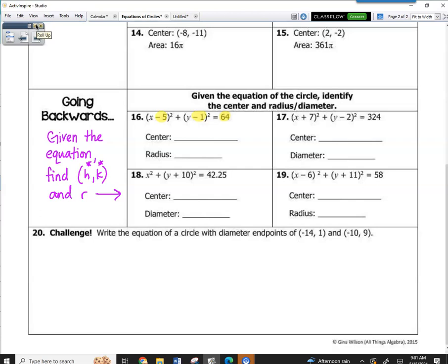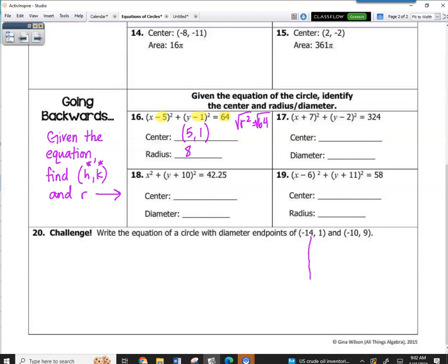All right, so you're changing the sign. I see negative 5, so the center is actually positive 5. I see negative 1, so it's actually positive 1. Okay, if r squared is 64, square root it and you get 8. You do have to do a little math there. You can square root both sides to get just r.